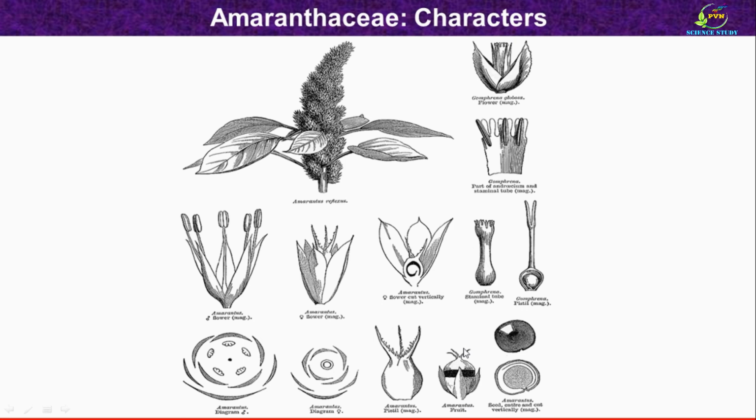Then this is also a very important member of Amaranthaceae family. Botanical name of the plant is Amaranthus reflexus. So this is the inflorescence of the plant. Here also we can see the male flower as well as the female flower. These are the parts of the flower, and here we can see the floral diagram of male flower and this is the floral diagram of female flower, as well as here we can see the seed, and these are the fruits of Amaranthus reflexus.